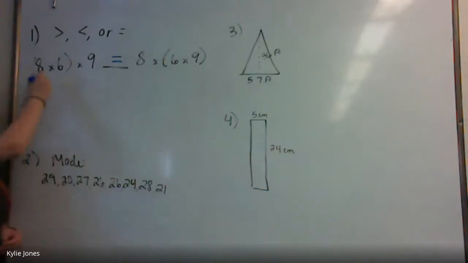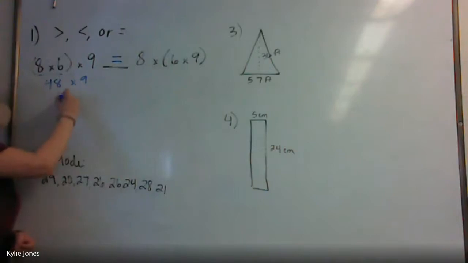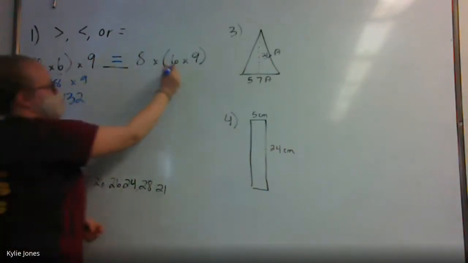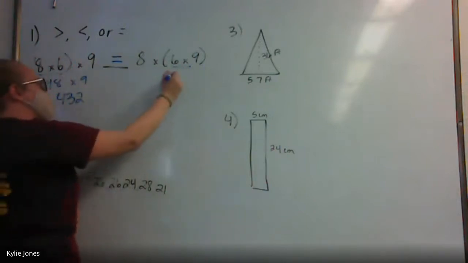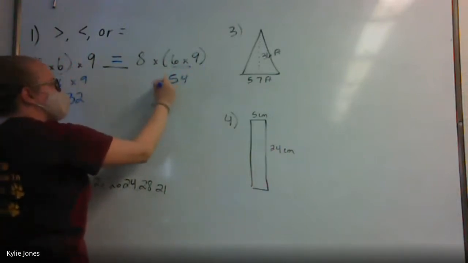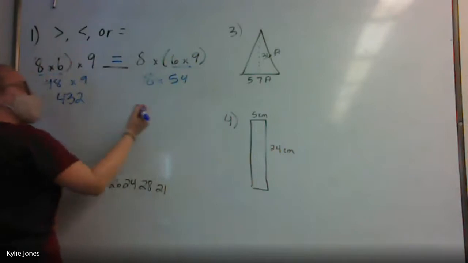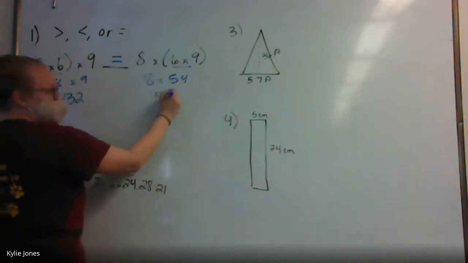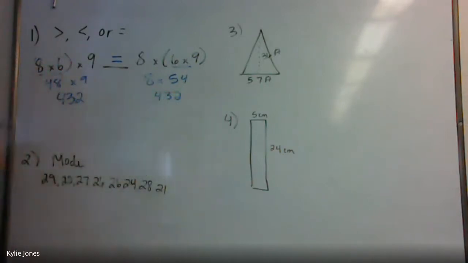So we could do this and work it out. What's 8 times 6? 48. And then we would multiply by 9. Did anybody do that? 432? Okay, so we could do this multiplication out. And then what about this? You would do 6 times 9 first, which is 54, multiplied by 8, which is 432.